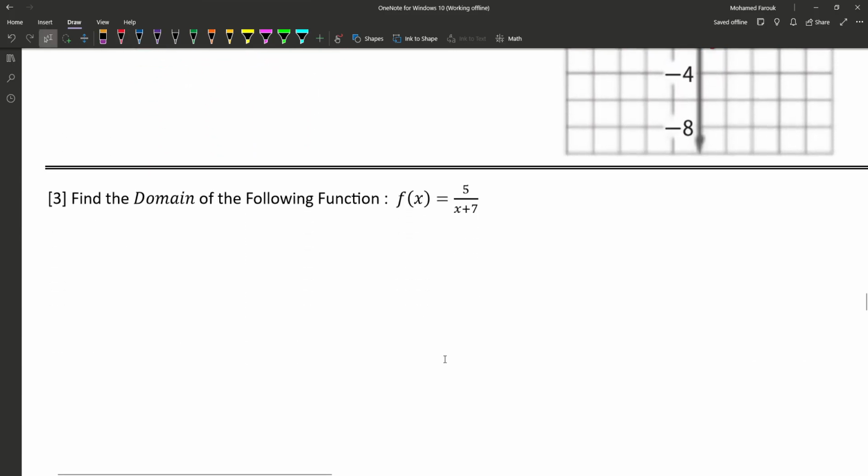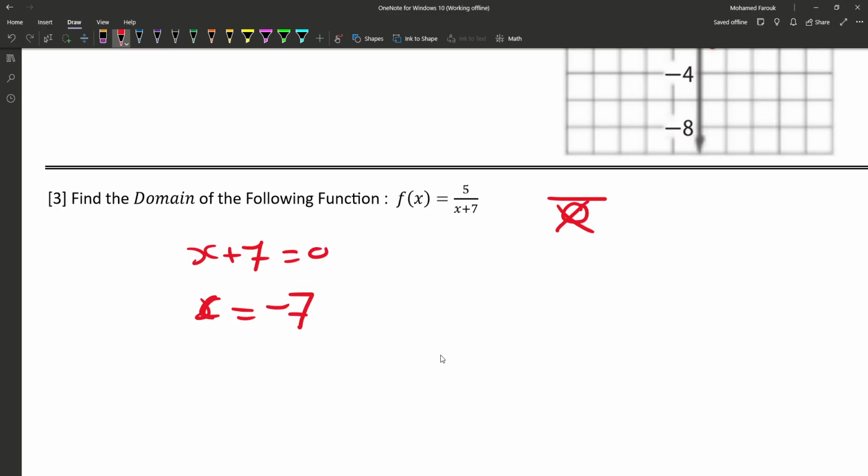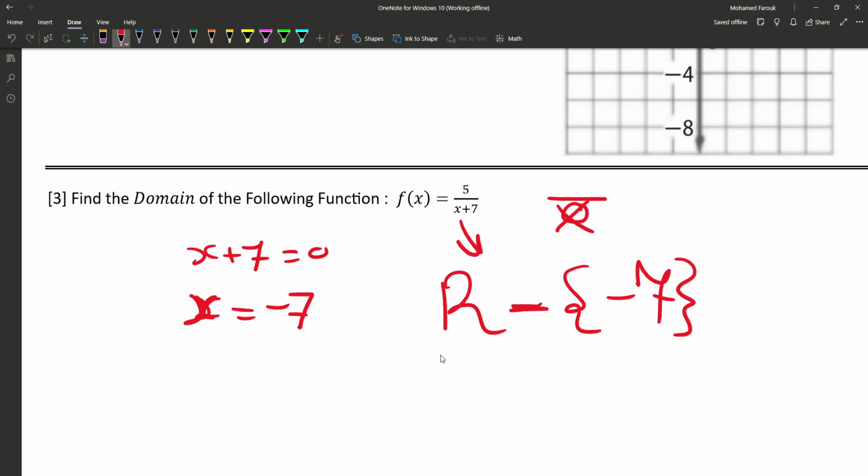Next one, can you find the domain of this one? Okay, we have a rational function. Rational function, it's like a fraction. You can write any number in the numerator and the denominator, but you cannot write 0 in the denominator. So when this one is equal to 0, it's at -7. Okay, at -7. So the domain will be R, all of real numbers except -7. This is your answer. Okay, all of real numbers except -7.